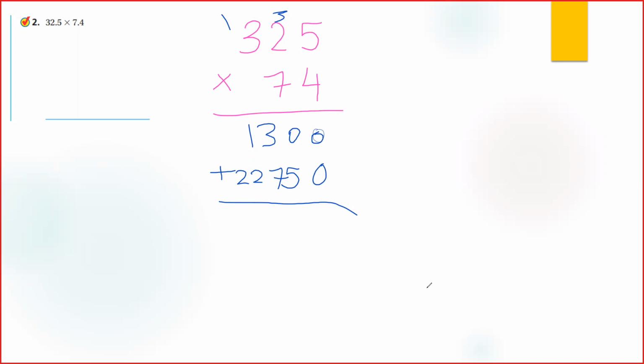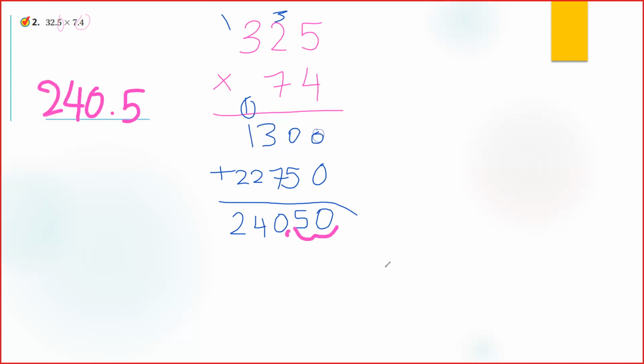Okay. Now, 0 plus 0, 0 plus 5 is 5, 0 plus 3, 7 plus 3 is 10, and 1 plus 2 is 3, plus 1 is 4, and we'll put the 2 down. Then, how many decimal points here do we have? We have 2. So how many places should I move? 2. So the answer will be 240.50. Or you can say 240.5.